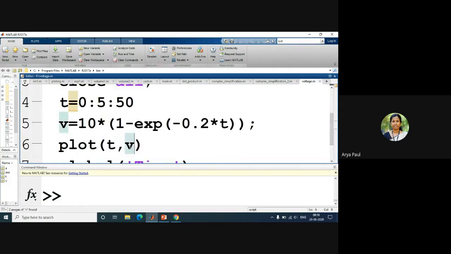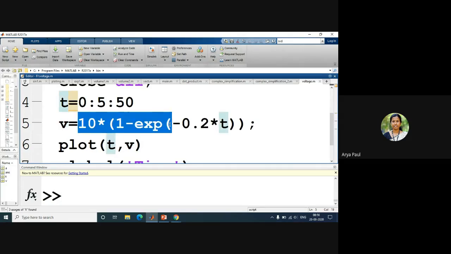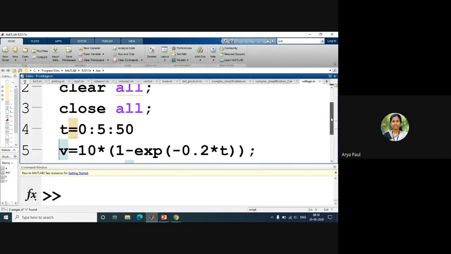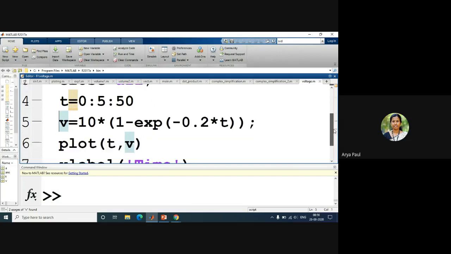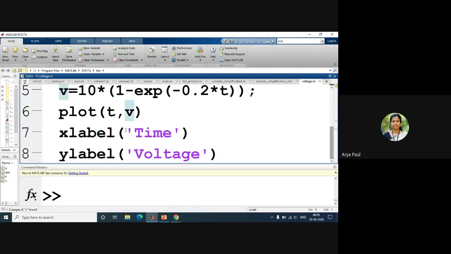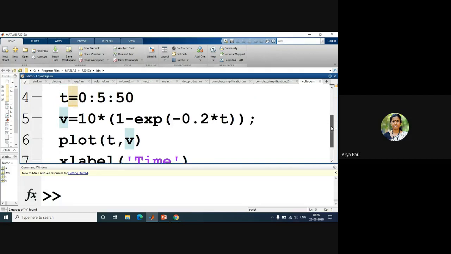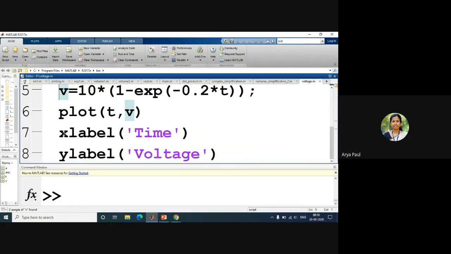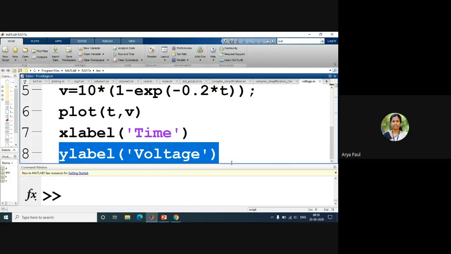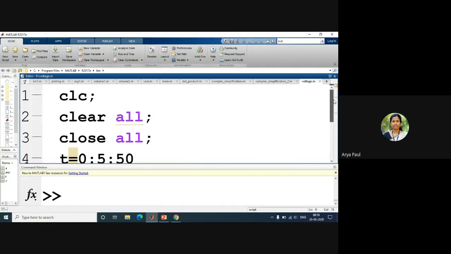Whatever the size of t, v also has the same size. Why? Because t itself is an array, and here I am computing 10 into 1 minus e raised to minus 0.2 times t. It becomes an array, so I need not use any for loops or while loops. You can just compute as vectorized computing. After the plot, you can label the x-axis and the y-axis. I hope this is clear.